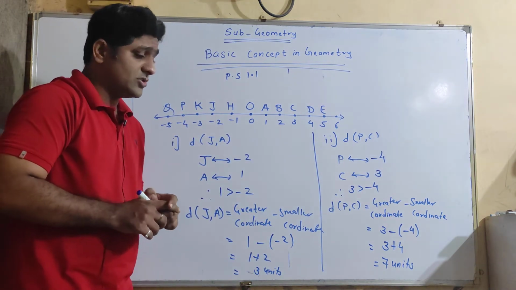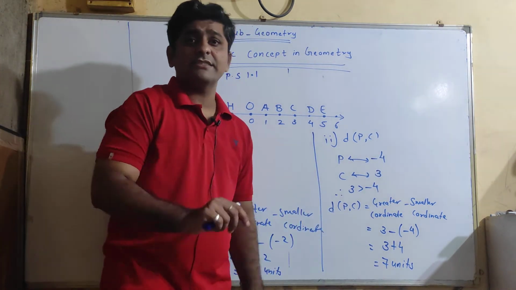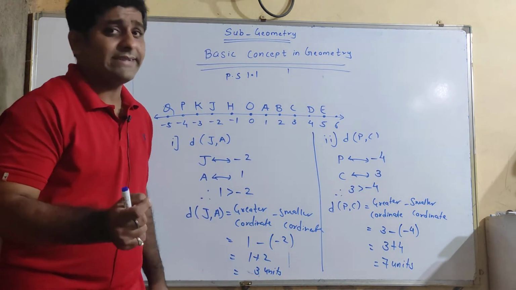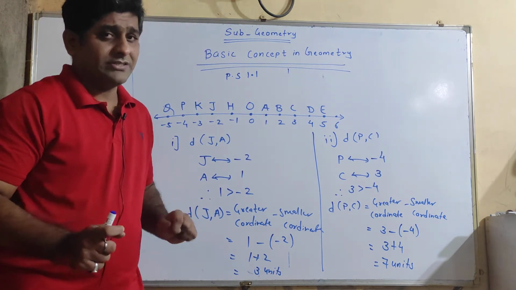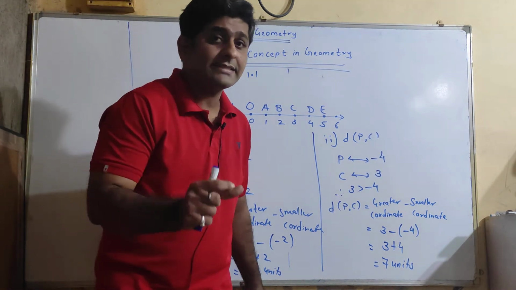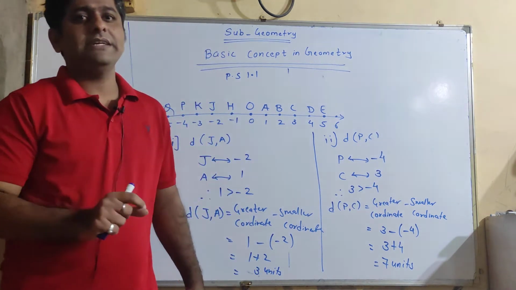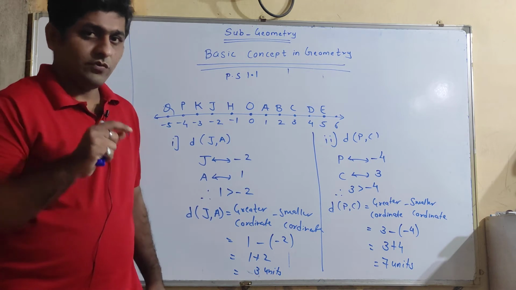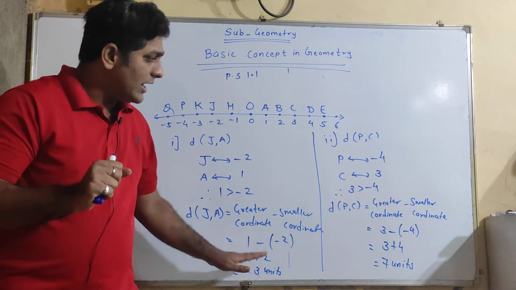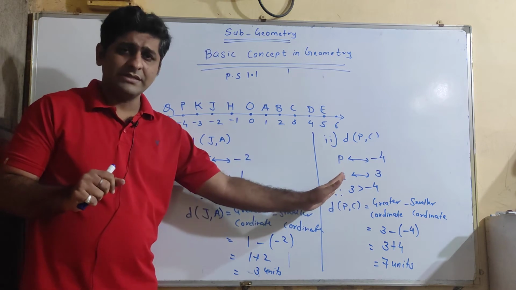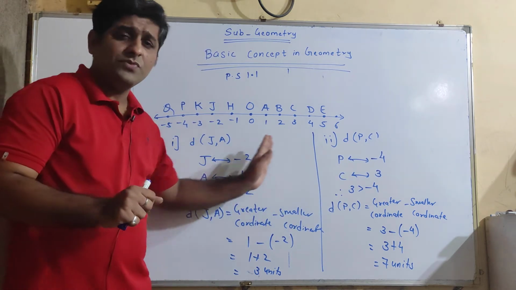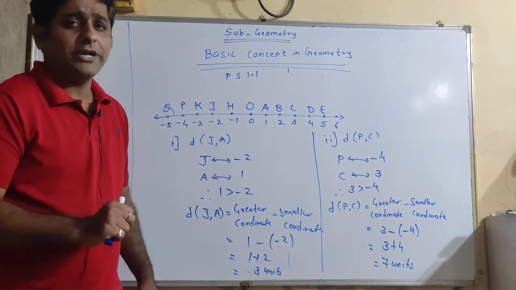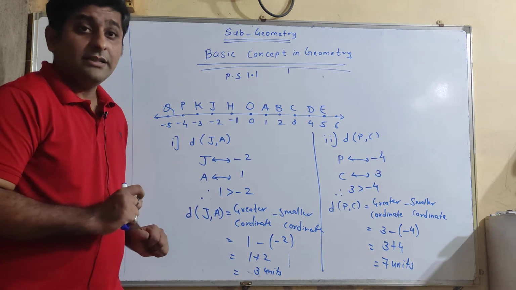Is it clear students? Again we observe that distance is positive. So this is an important point to remember, students. Whenever you calculate distance between any 2 points, your answer has to be always positive. You cannot get a negative answer. So please remember this important point for the examination point of view. So I hope now with these 2 examples and the previous explanation, you understood how to calculate the distance between any 2 points on the number line.